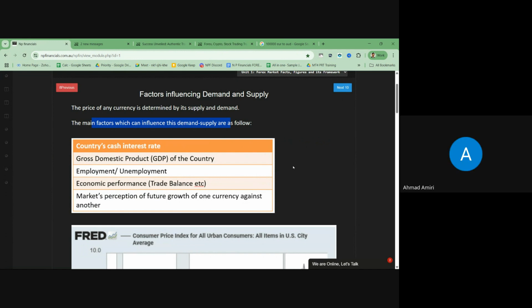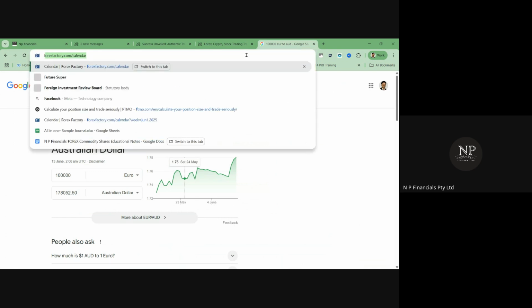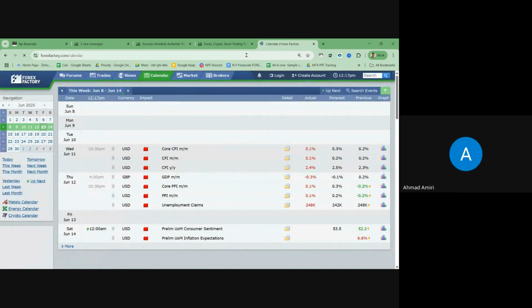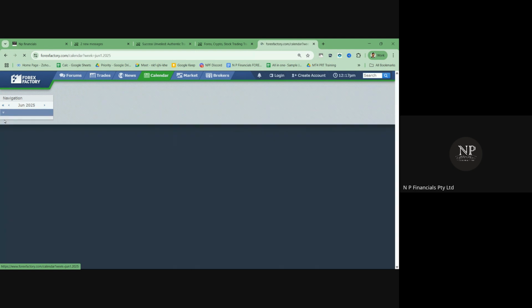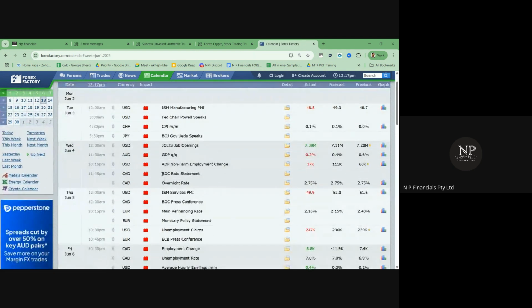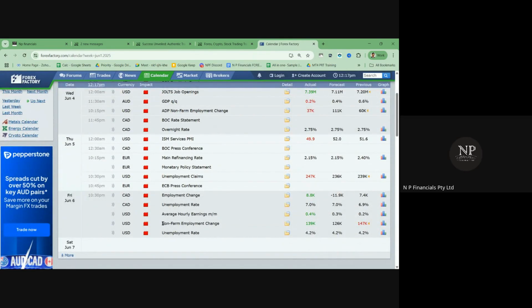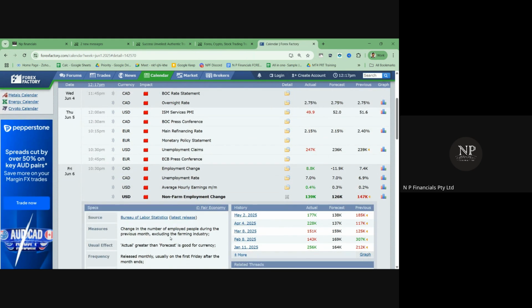Gross domestic product, GDP of the country, is the revenue of any country. Employment, unemployment, specifically the non-farm payroll, all of these you can find in Forex Factory, which you are familiar with, isn't it? Non-farm payroll is very important on employment and unemployment. Non-farm employment change is the change in the number of employed people during the previous month, excluding the farming industry.